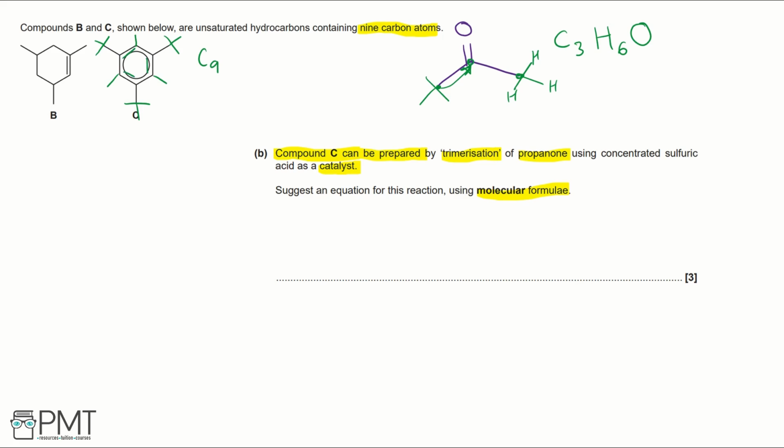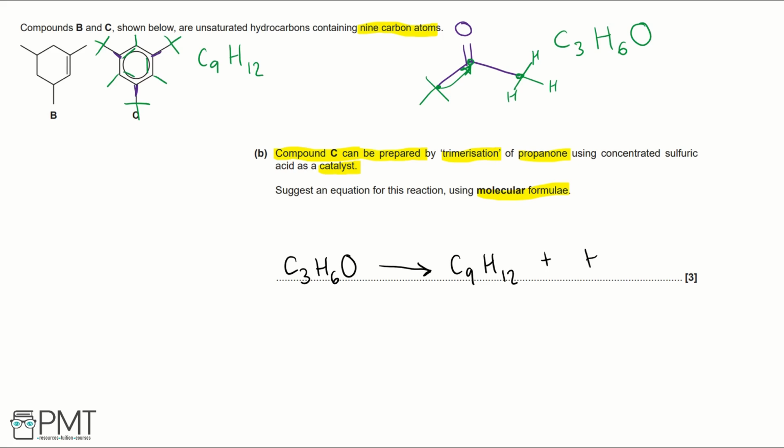But here we've got a methyl group, here and here. So the remaining gaps are going to be hydrogens. So counting these all, we have H12. So we can begin to construct our equation. We have C3H6O, and that's going to produce C9H12.